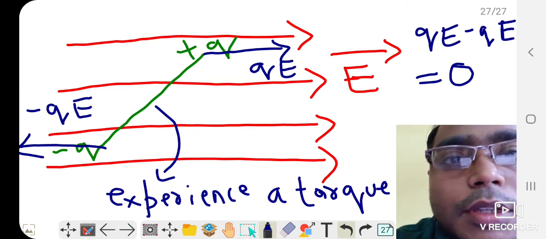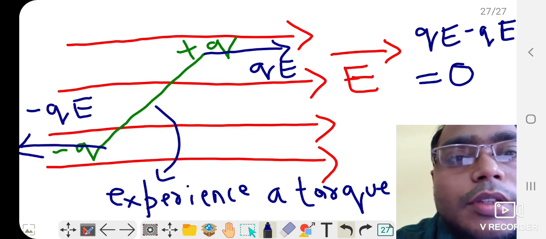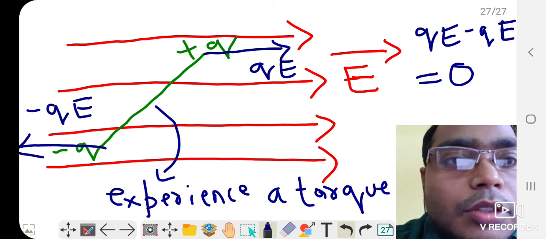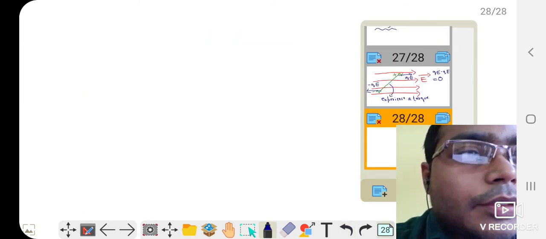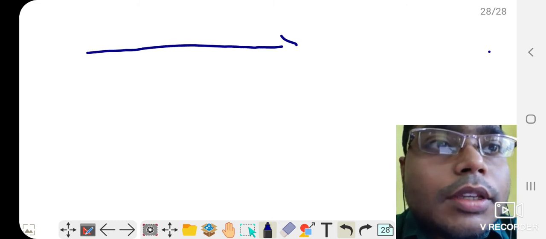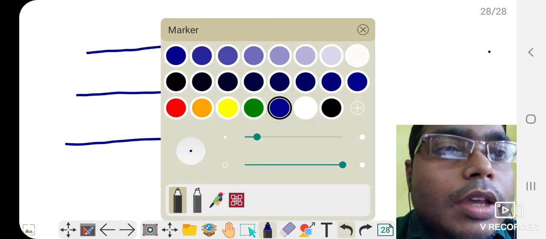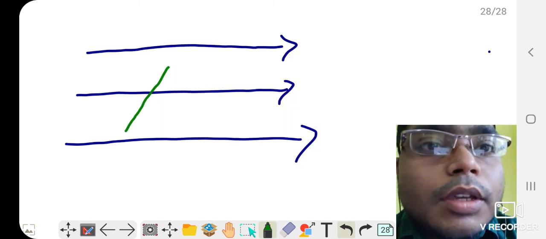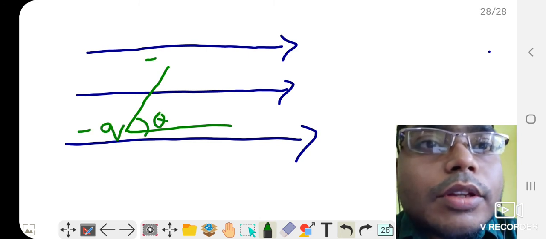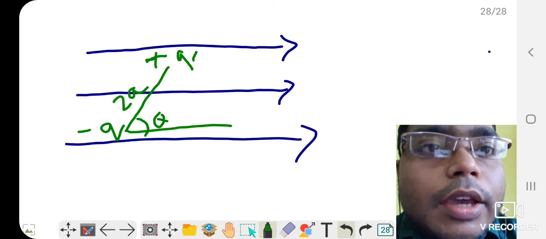So why will it experience the torque? Because the dipole will experience equal and opposite forces due to the electric field, as you can see in the diagram. So this will experience a torque, right? So how do we find the torque? Here we are again taking the electric field lines like this, a uniform electric field, and suppose this is the dipole and it is making some angle theta. This is minus q and this one is plus q, and this distance is 2a.